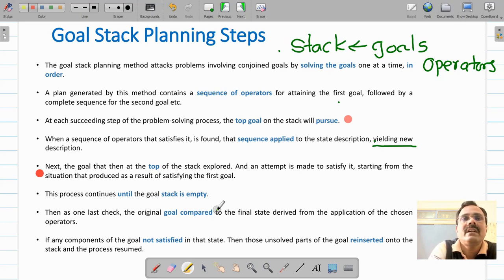If you are able to find out a suitable operator, then to perform that operation certain conditions have to be satisfied. So you put those conditions on the stack top. Then you try to pursue the goal which is on the top. If it is true, then you pop it from the stack. If it is not, then you try to find an operator which can perform that particular action which is required to satisfy that goal.